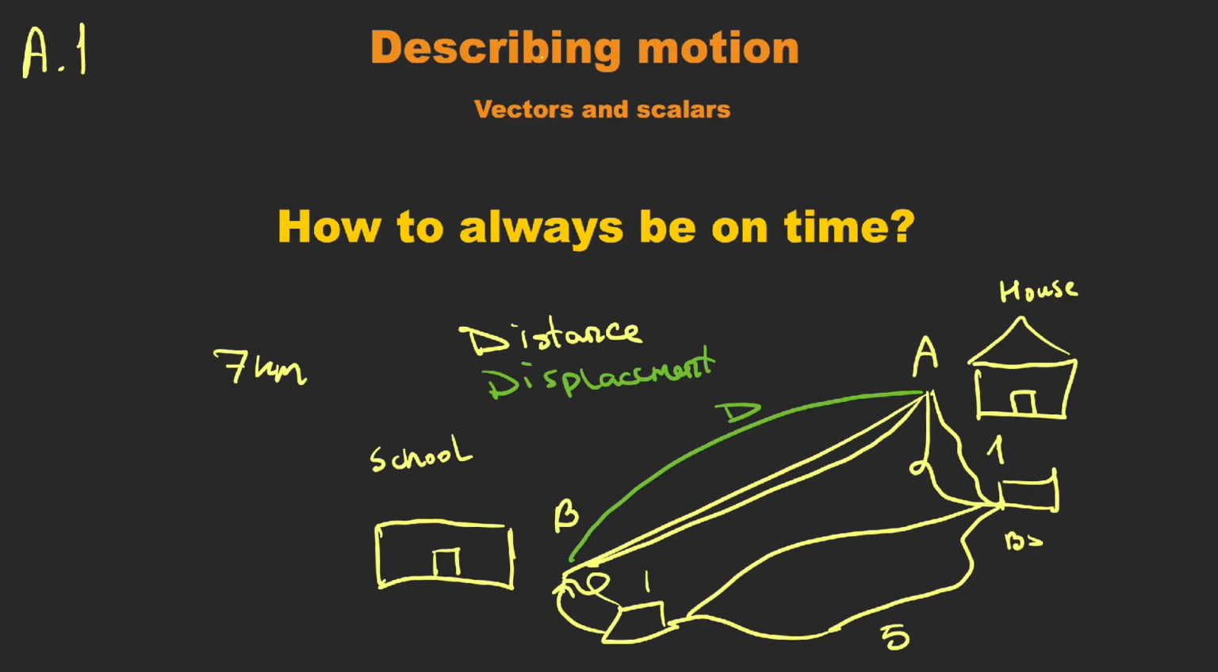So going back to our initial question, how to always be on time. You need to always pass the displacement. You need to always pass the shortest distance in order to get to your final point.